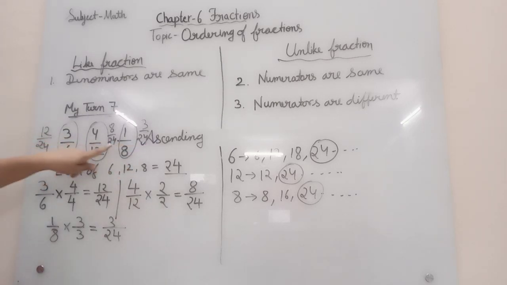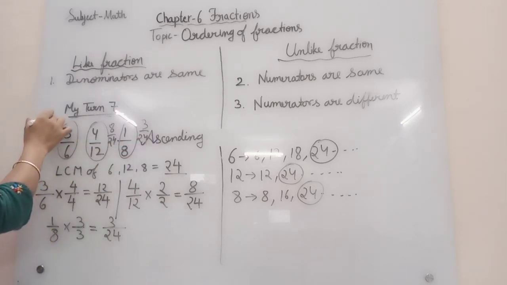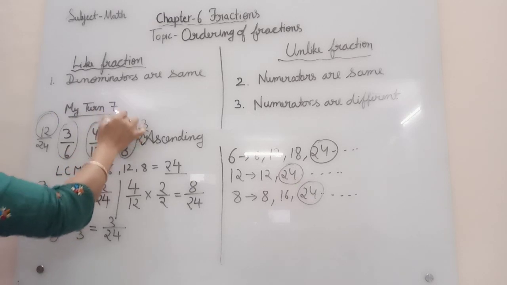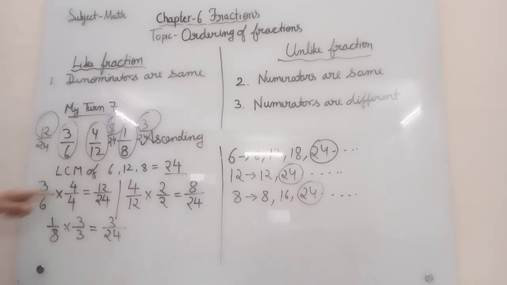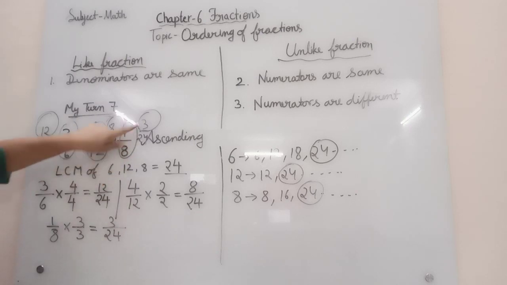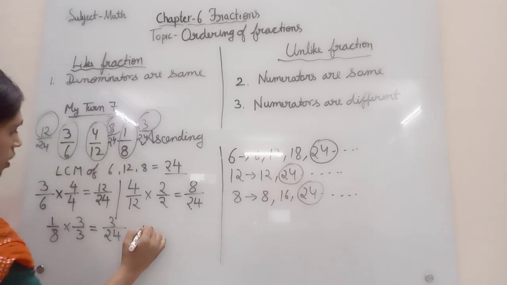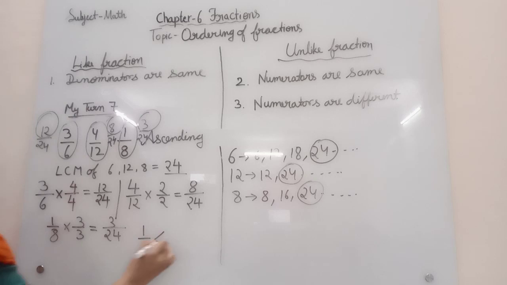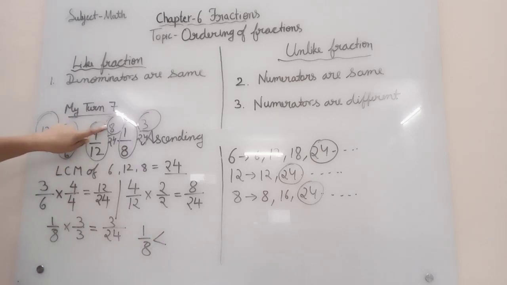If the denominators are same, then how will we compare? We have to compare only the upper number, or you can say the numerator. So 3 is the smallest. This will be your smallest fraction. So 1 by 8, or you can write 3 by 24. 1 by 8 is the smallest. After this, 8 is the next smallest.